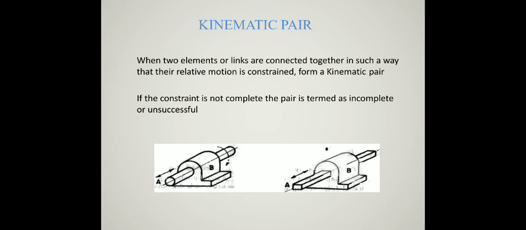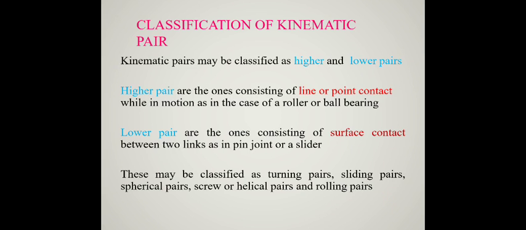So there are different kinds of motions, like unconstrained motion, successfully constrained motion, and unsuccessfully constrained motion, right? So we can form a kinematic pair.